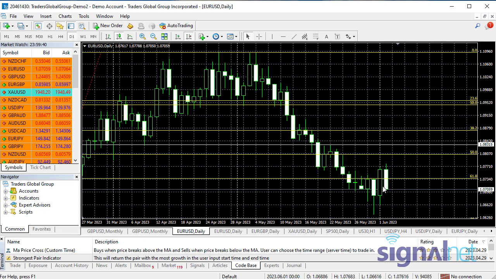Instead, what happened was that it came to a zone of previous support and turned around and bounced back. So there's a good chance, especially the fact that the price is going continually below this 61, that it may also continue downward. So my bias on Euro USD for now still remains bearish.